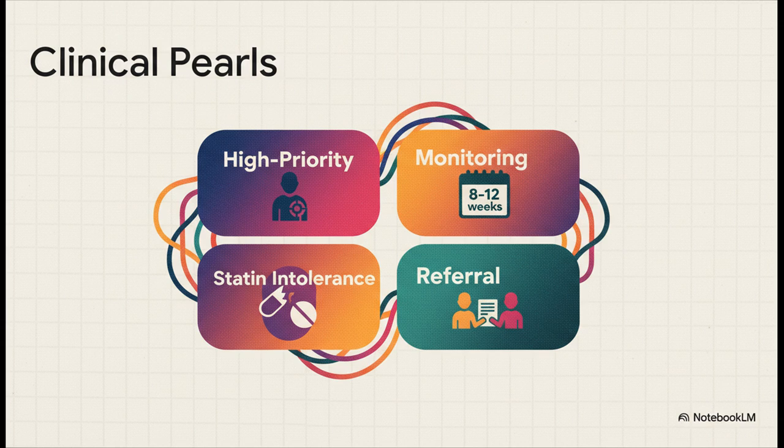What about statin intolerance? Before you label them, make sure it's real. Maybe try a different one, like rosuvastatin, before jumping to something like bempedoic acid. And finally, don't be a hero. If you've got a complex case or suspect something like familial hypercholesterolemia, get them to a lipid specialist.